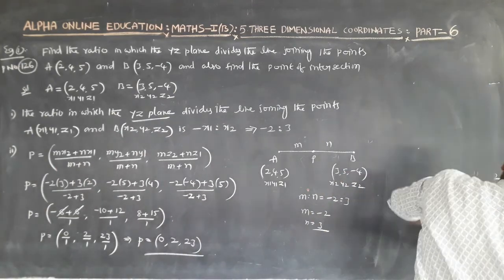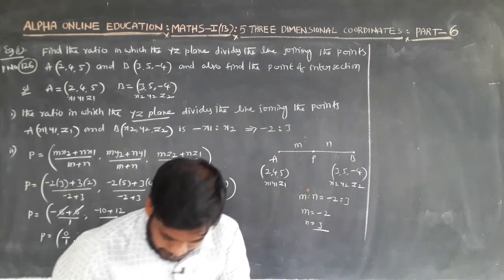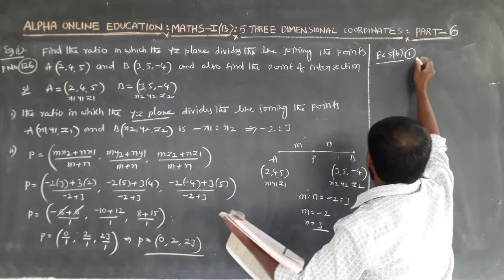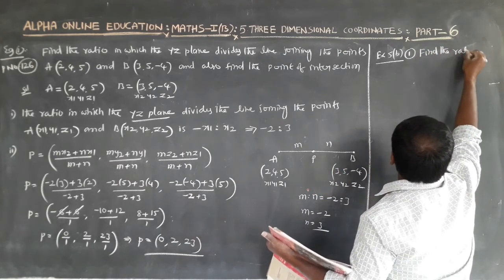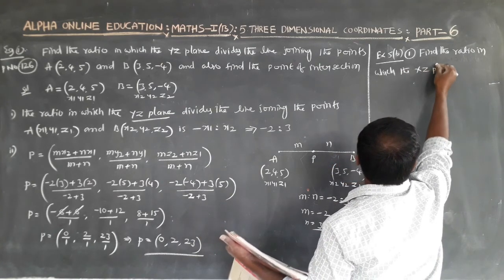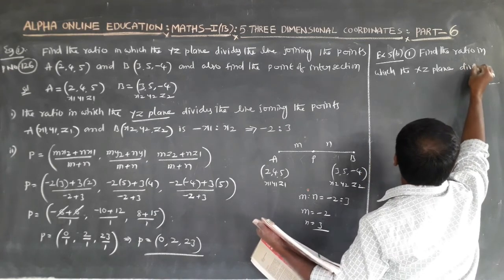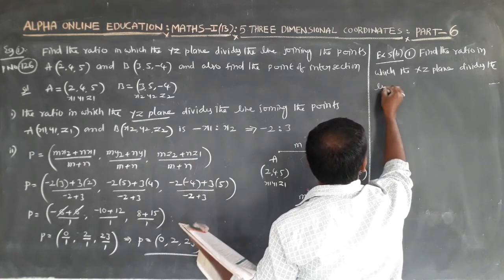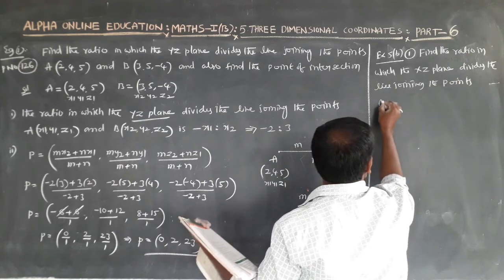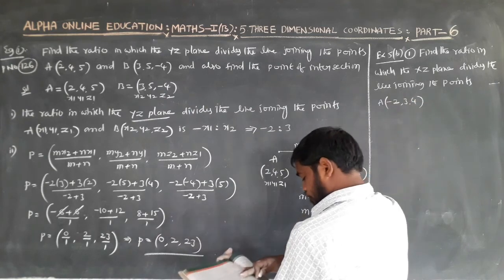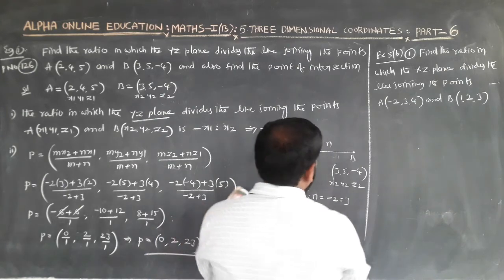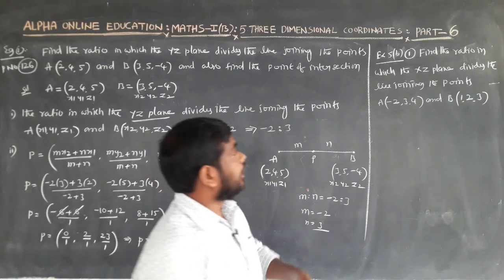Next one, Exercise 5b, first question. Find the ratio in which the XZ plane divides the line joining the points A(-2, 3, 4) and B(1, 2, 3).